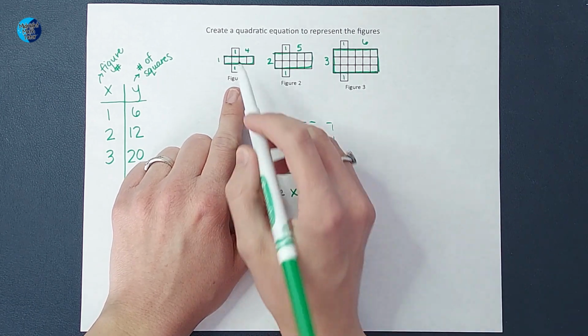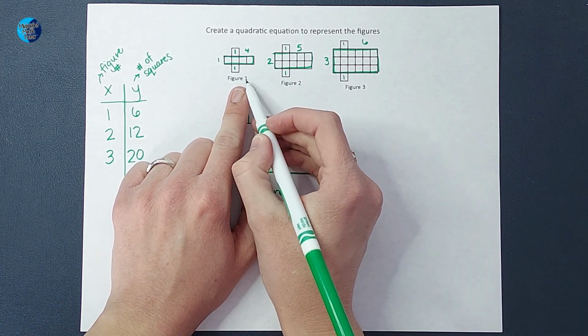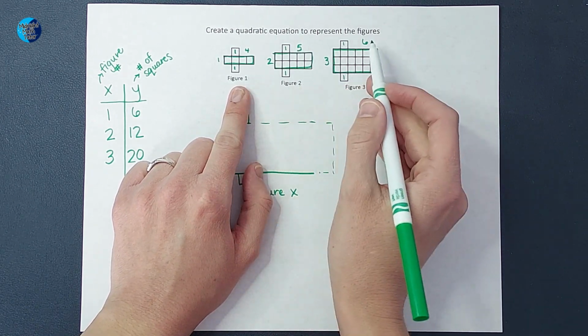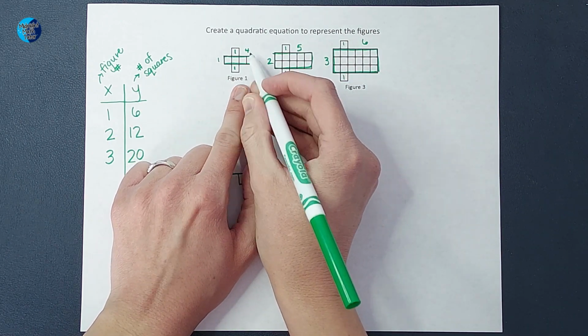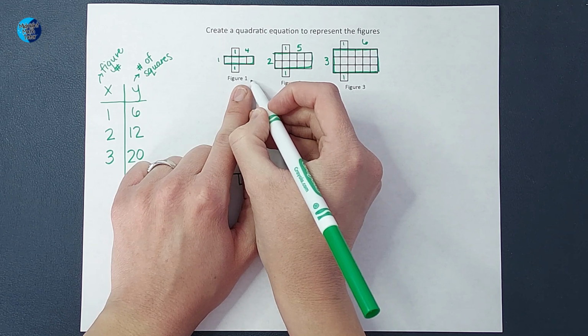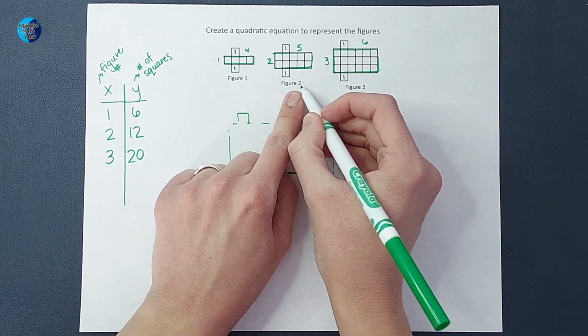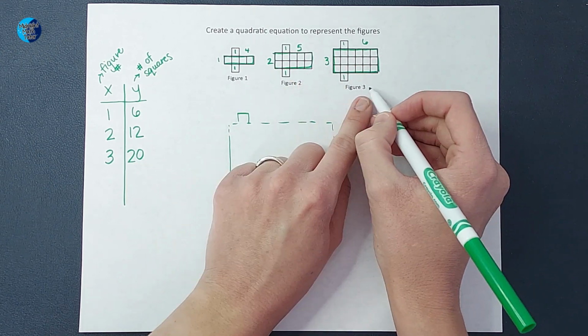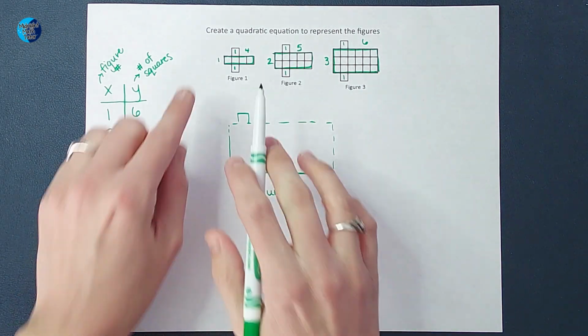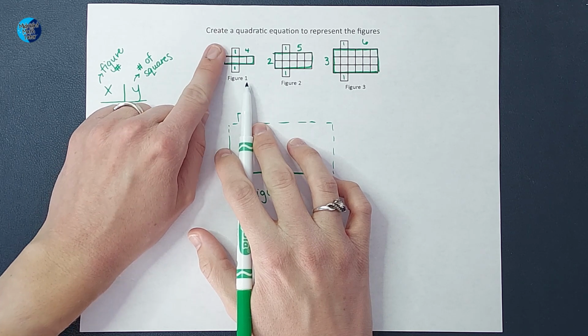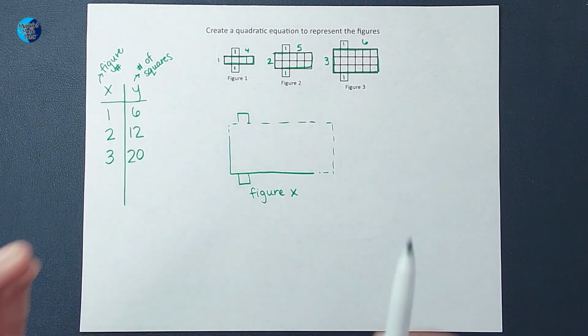Now, if I look at the length here, I've got 4, 5, 6. They're growing by 1, right? So 1 relates to 4 if I add 3. 1 plus 3 gives me 4. 2 plus 3 gives me 5. 3 plus 3 gives me 6. So I'm noticing this pattern. I'm noticing that the figure number and that side of my rectangle are the same.